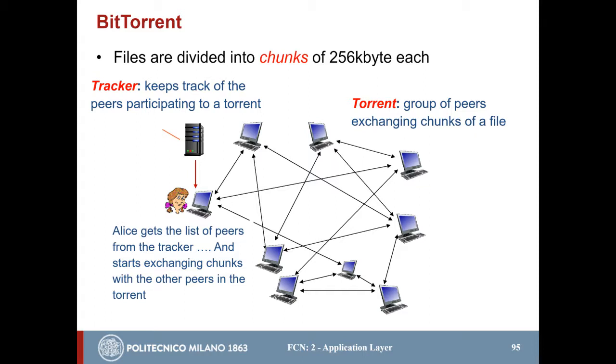And here actually there are some servers that help in the directory phase, but still in a distributed way, by keeping track of the peers that are participating in a torrent. A torrent is a group of peers that are exchanging chunks of a specific file. So there is this tracker that is able to identify the peers that are participating in the torrent.